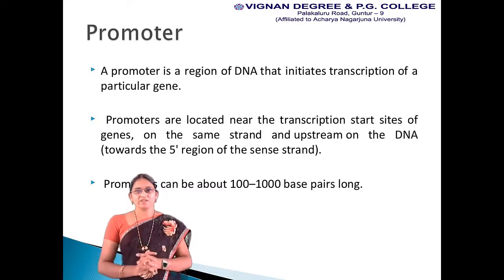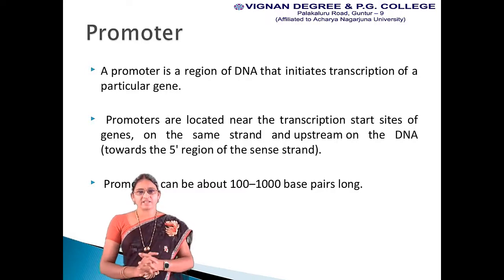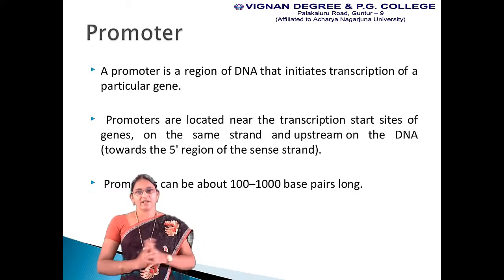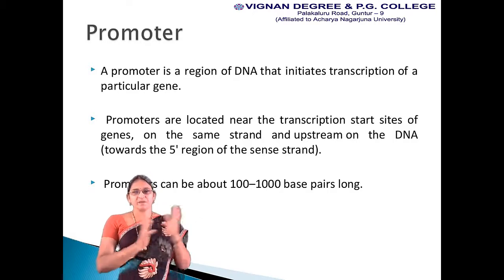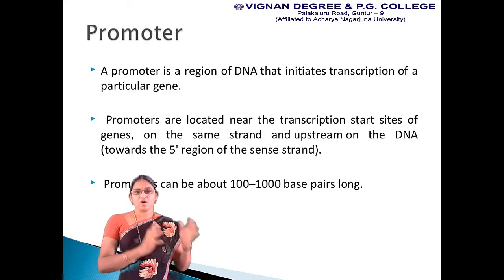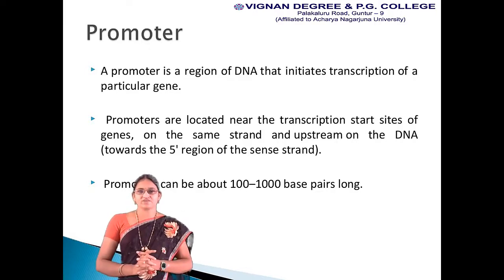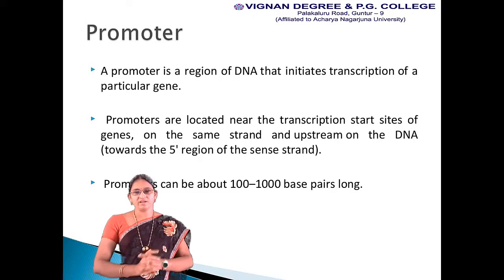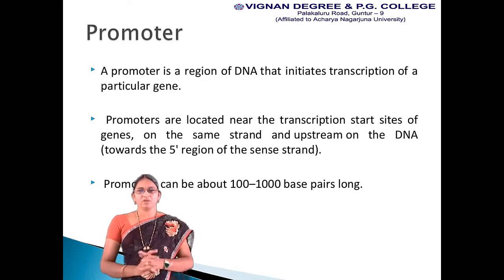Coming to what is a promoter: to understand transcription, first we should know what a promoter is. A promoter is a region of DNA that initiates the transcription of a particular gene. Promoters are located near the transcription start sites of genes, on the same strand and upstream on the DNA. That is towards the 5' region of the sense strand. Upstream means the region to the left of the transcription start site. Promoters can be about 100 to 1000 base pairs long.